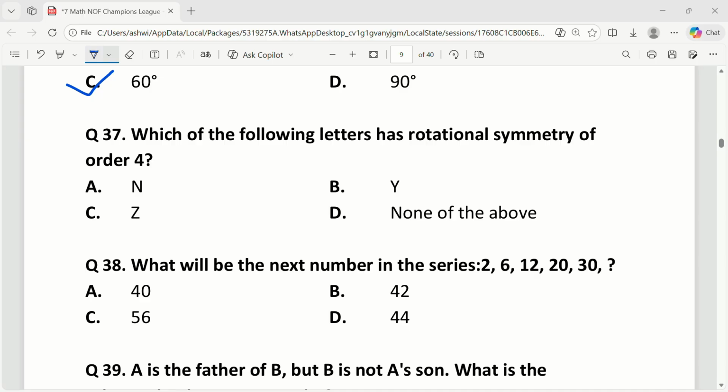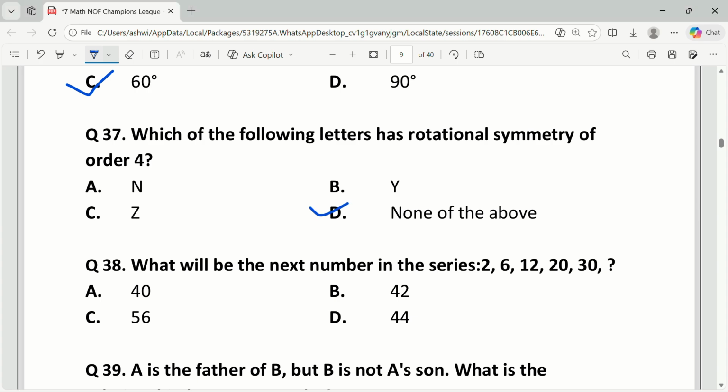Question 37. Which of the following letters has rotational symmetry of order 4? The answer is D, none of these. The order of rotational symmetry is the number of times a figure matches its original appearance during a full 360 degree rotation. The letter N has rotational symmetry of order 2. It looks the same after a 180 degree rotation.